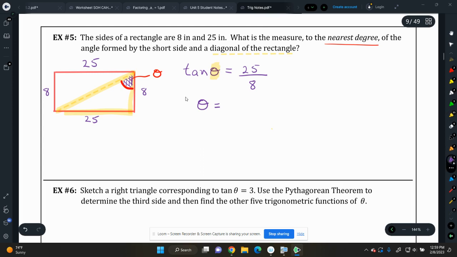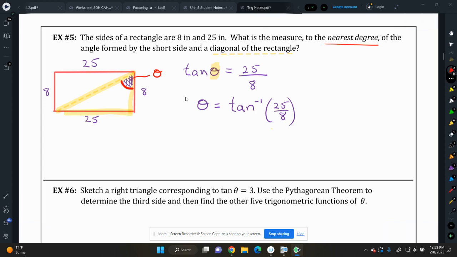So I want theta by itself. What we're going to do is take the inverse tangent of 25 over 8. Now this bothers people, and I understand why. You feel like in order to get that theta by itself, you're dividing or multiplying by 1 over tangent, and it makes perfect sense that 1 over tangent would be tangent to the negative first, doesn't it? But it's not.